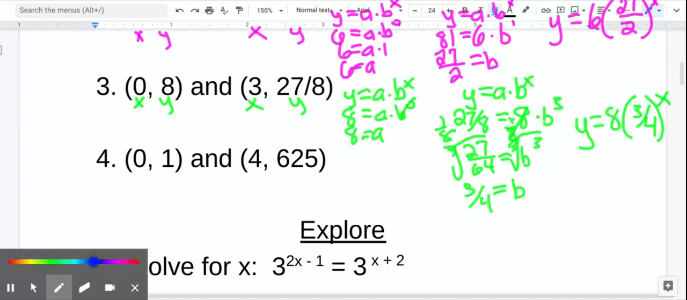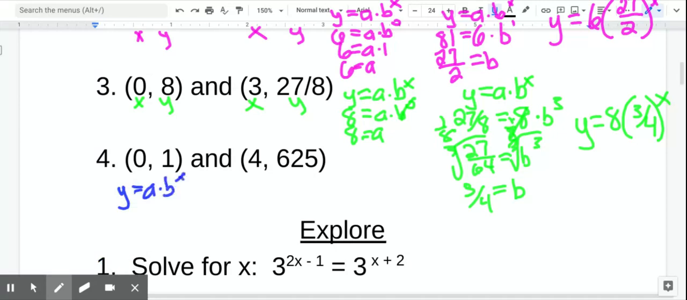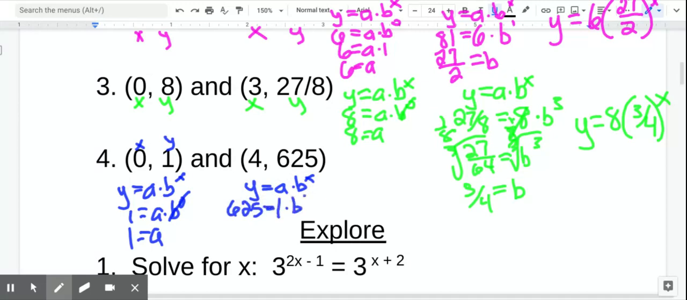All right, one last one. I have to put this one over here. Start by plugging in this first point, x and y. b to the 0 is just 1, so we have found that a is 1. Then we'll do it again. We get 625 equals 1 times b to the 4th.